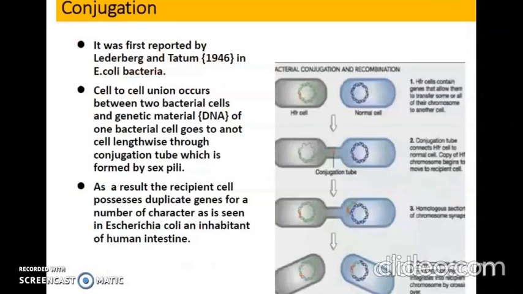The next method is conjugation, and it was first reported by Lederberg and Tatum in E. coli bacteria. Here, the transfer of genes occurs by cell-to-cell contact. Cell-to-cell union occurs between two bacterial cells, and genetic material of one bacterial cell goes to another cell lengthwise through a conjugation tube, which is formed by sex pili. As a result, the recipient cell possesses duplicate genes for a number of characters, as seen in E. coli, which is an inhabitant of the human intestine.